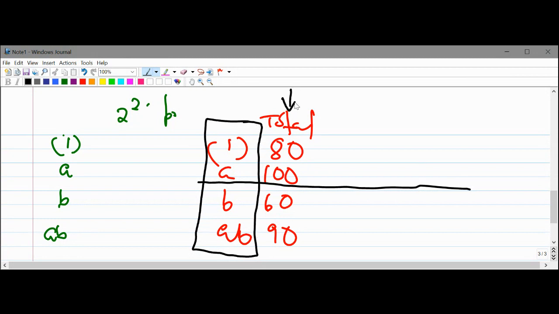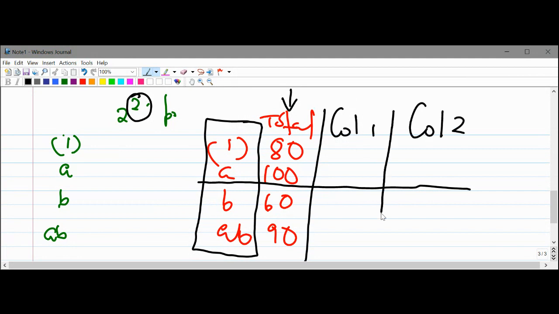We have the totals. Because we are dealing with 2 to the power 2, we have to create 2 columns. Name them column 1 and column 2. Now you add the pairs. We're going to apply the addition rule and the subtraction rule.